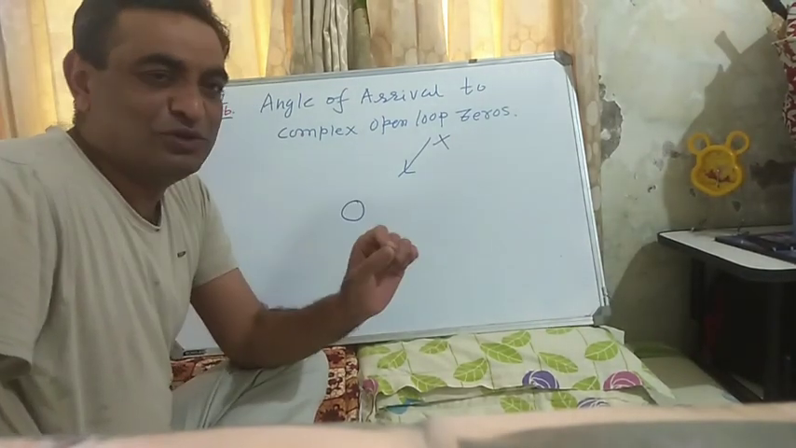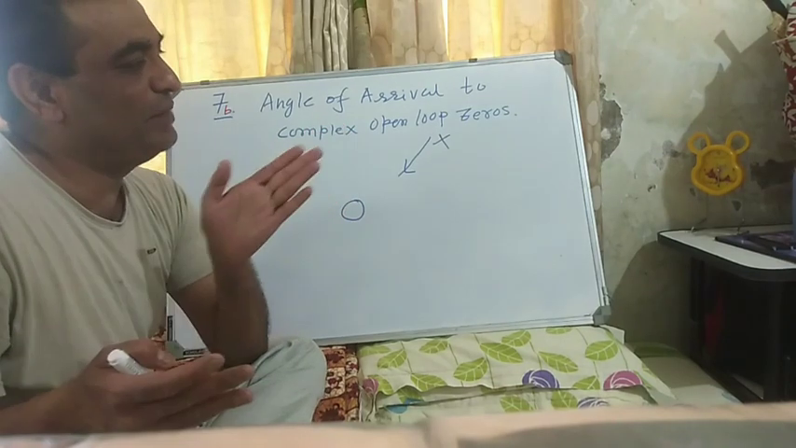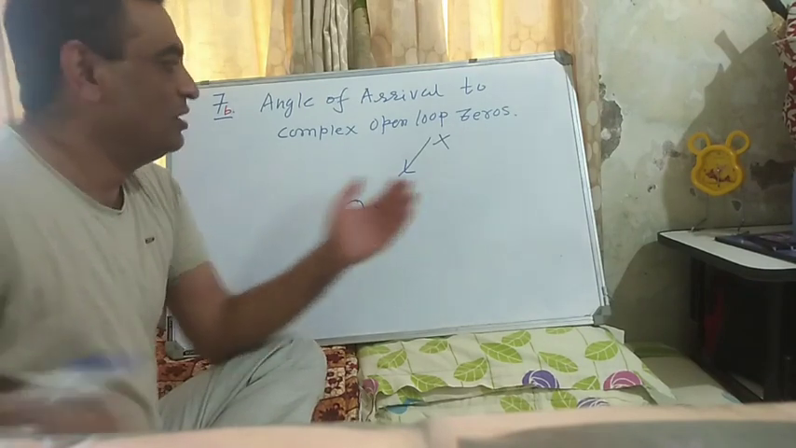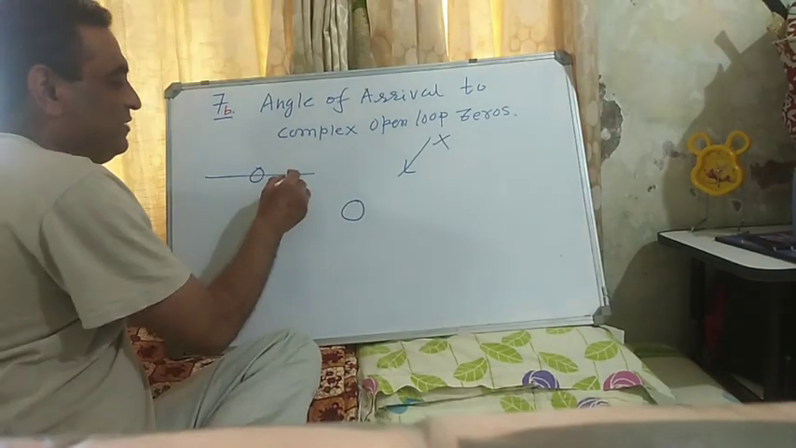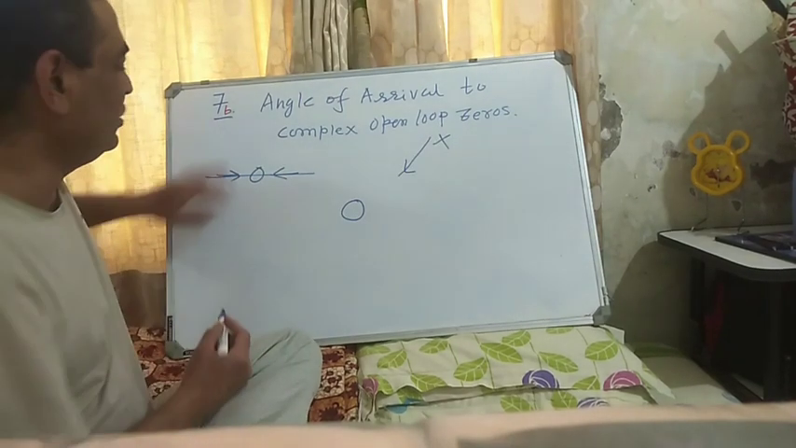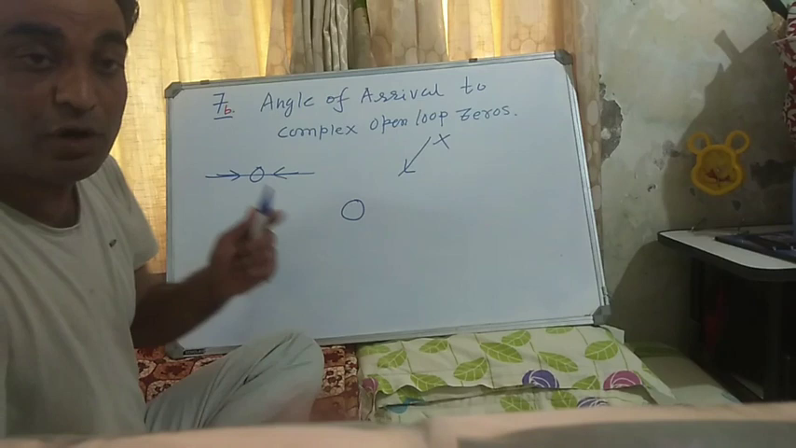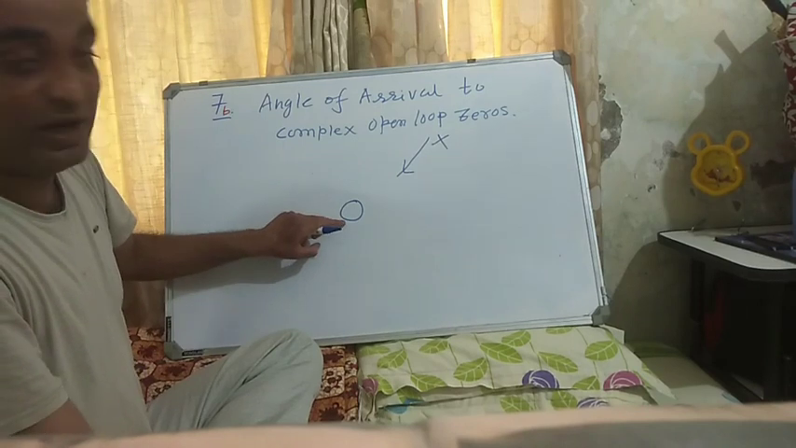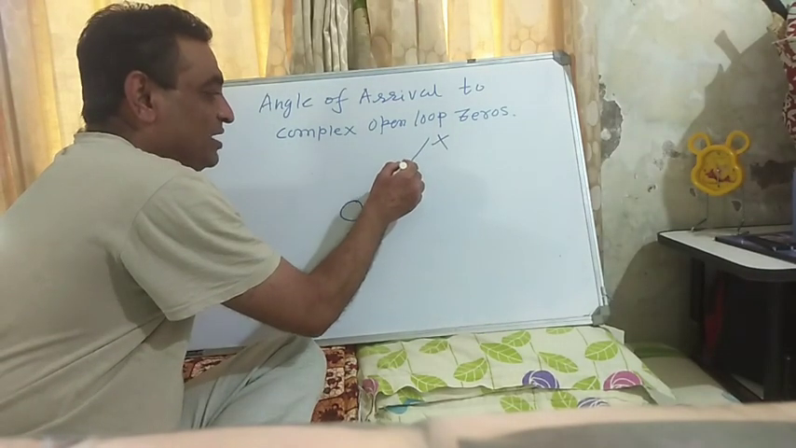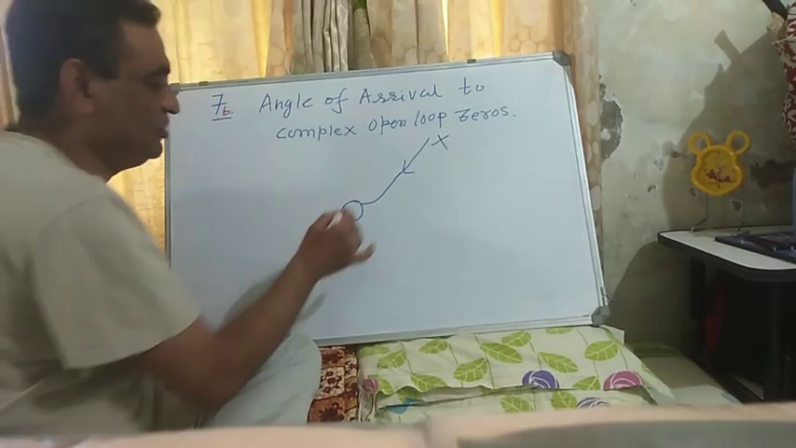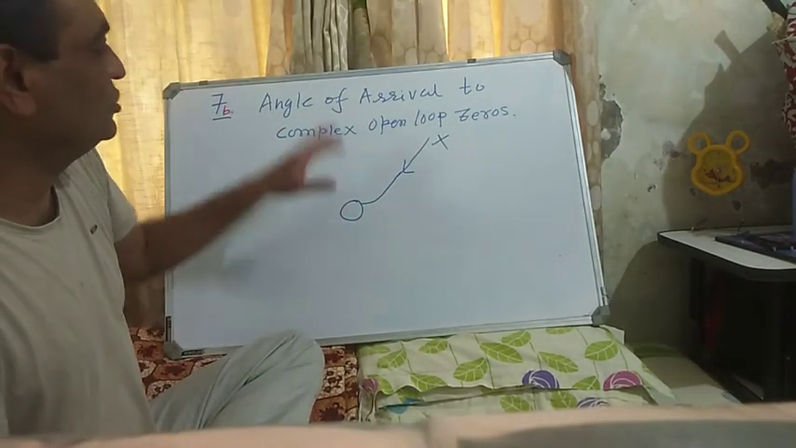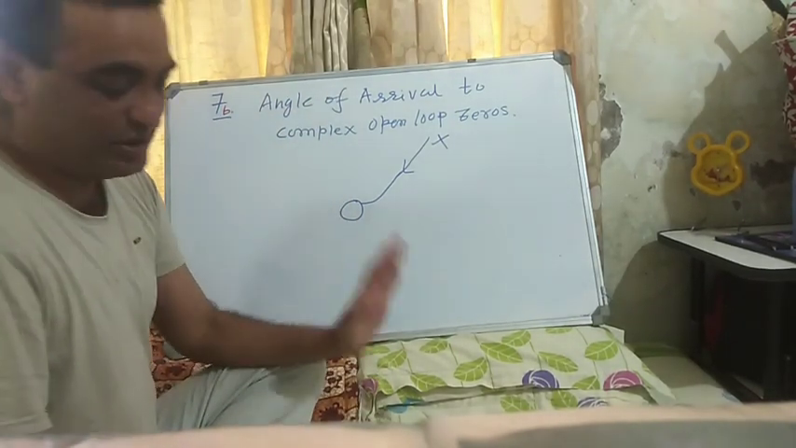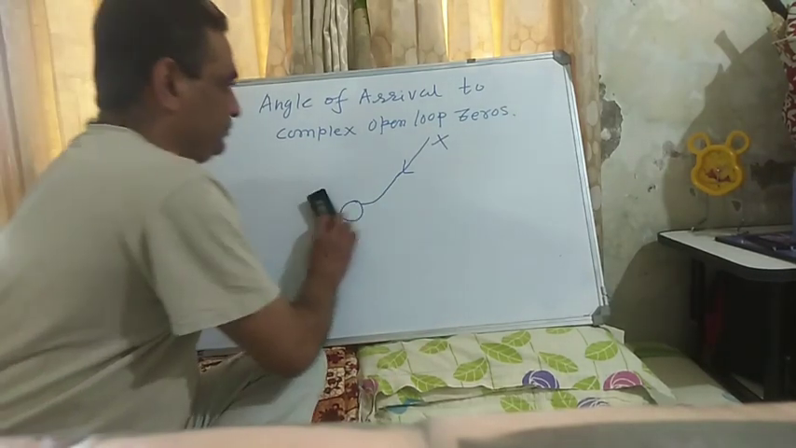So for real zeros, you don't have to worry, because they will come either from 180 degrees or from 0 degrees. So if the zero is lying on the real axis, it will come from this way or from this way. I don't need to worry about the angle of arrival for real zeros. But I am talking about a complex zero. So this is a complex zero, and any branch which is coming to this zero, at what angle will it arrive at the complex zero? That is known as the angle of arrival. So I need to calculate the angle of arrival also.